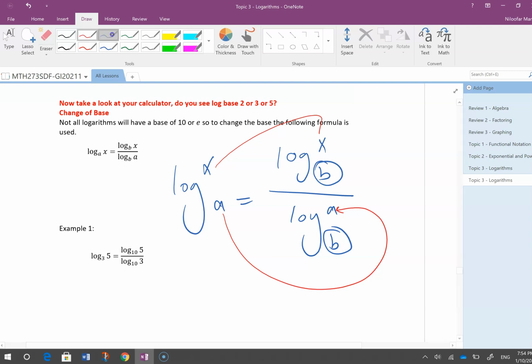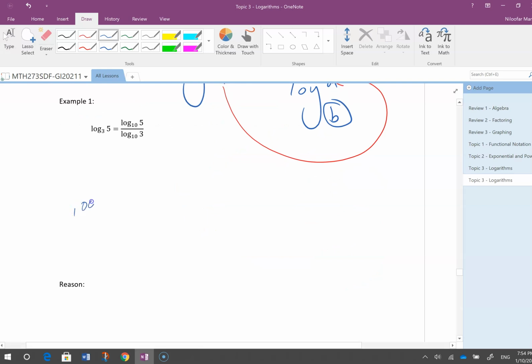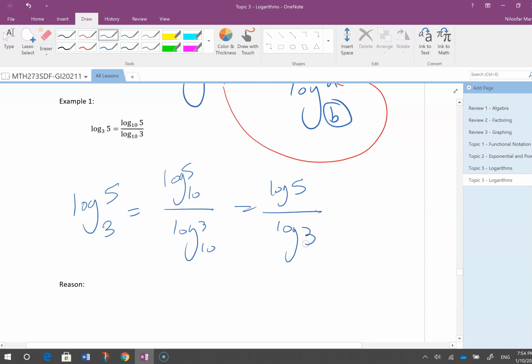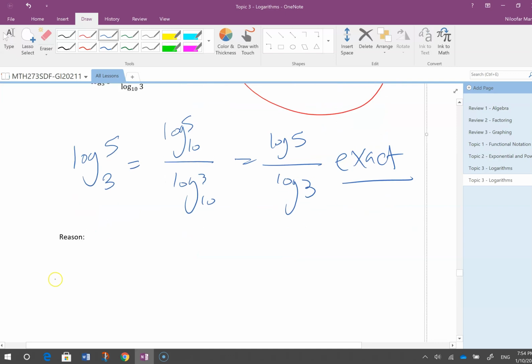For example, if I ask you what is logarithm 5 base 3, you would say, I don't have base 3 on my calculator, but I can do log 5 base 10 over log 3 base 10, which is log 5 over log 3. This is the exact answer. But if I want to use my calculator, for example to 3 significant digits, I get 1.464, and I underline that, so 1.46.